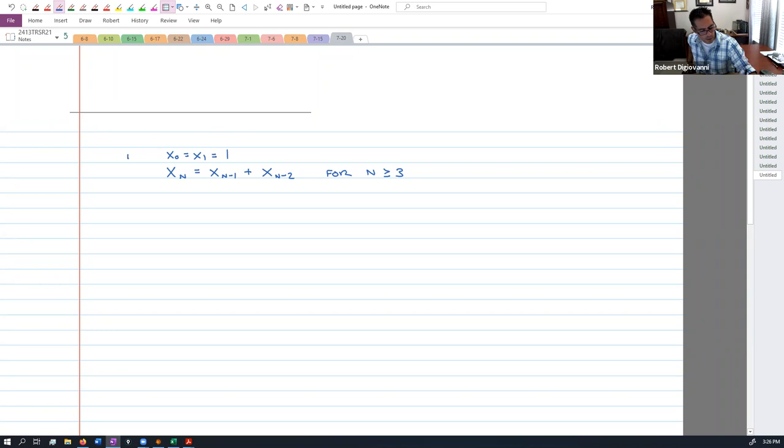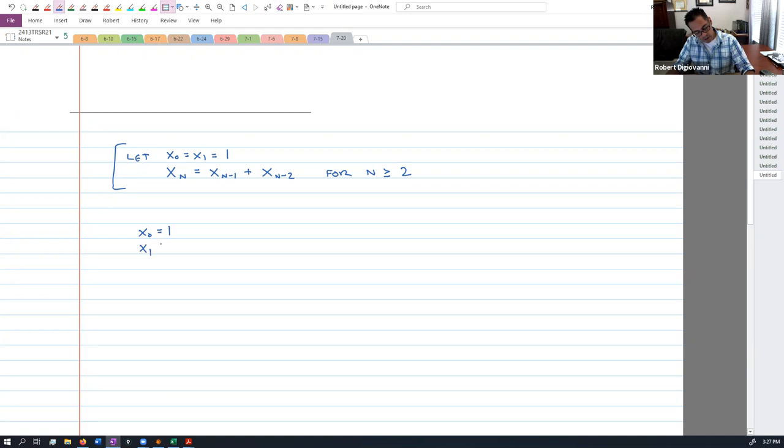So we are going off topic here, but this is a very famous recursive sequence. It creates a list of numbers. So the way it starts is your first number, actually I need to change this 3 to a 2, sorry. Okay, so it says that x sub 0 equals x sub 1 equals 1. So that means x sub 0 is 1, x sub 1 is 1 also.